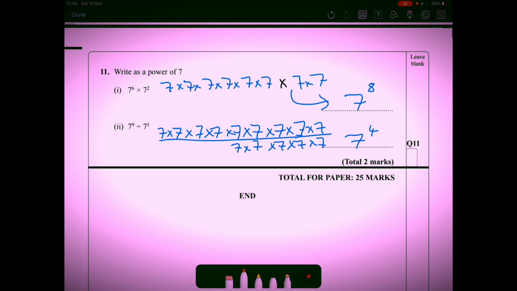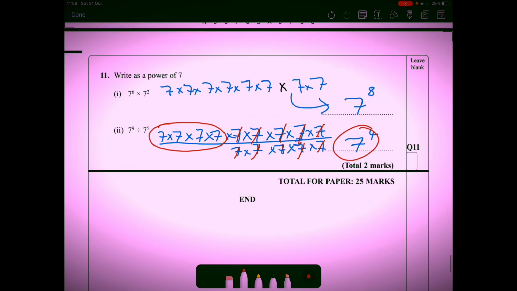So that's 7 to the power of 9 divided by 7 to the power of 5. What we can do here is cancel one on the top and one on the bottom each time. Why can we do this? Because 7 goes into 7 once. So anything times by 1 doesn't change anything. We can do this top and bottom each time by cancelling down. What does this leave us with? 7 to the power of 4.